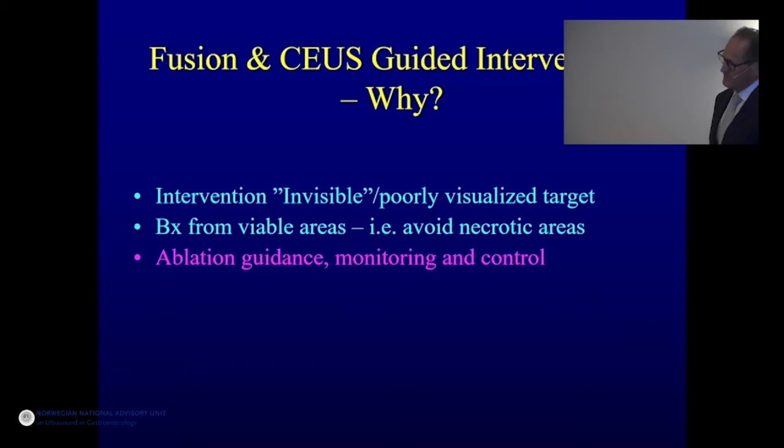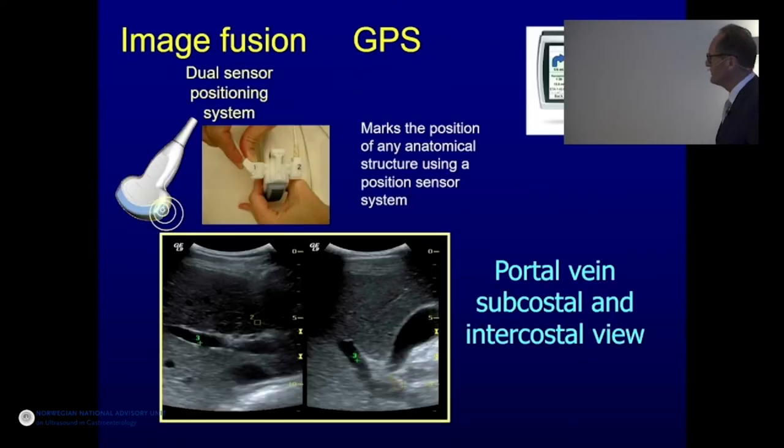The last and maybe one of the best indications for doing fusion and CEUS is in any work related to ablation, percutaneous ablation. To do that, you need to know another feature that is also connected with fusion. This is what we call GPS, very similar to the GPS you have in your car or the one I used to walk over here from the hotel today. So what does it do? It makes you able to point at a point on the image and the computer will remember it.